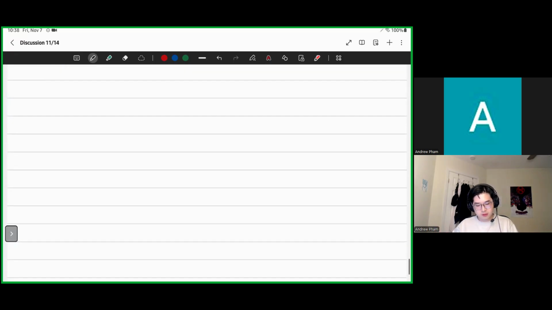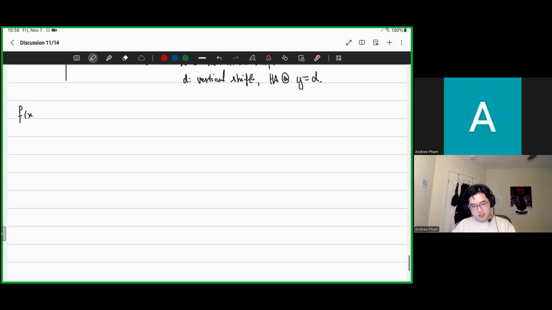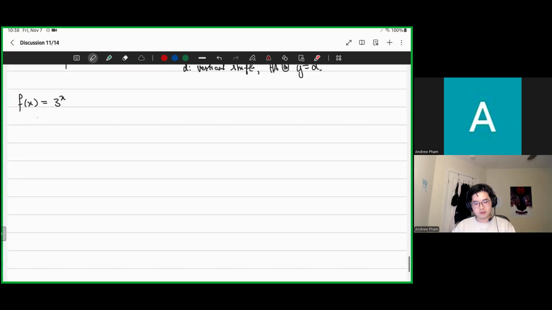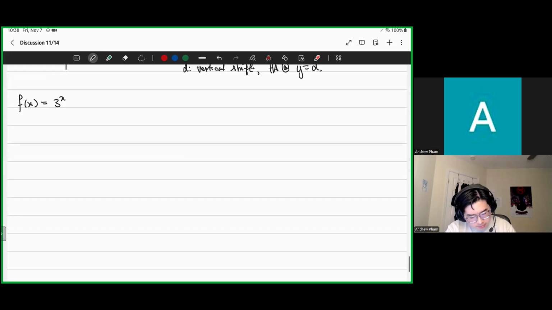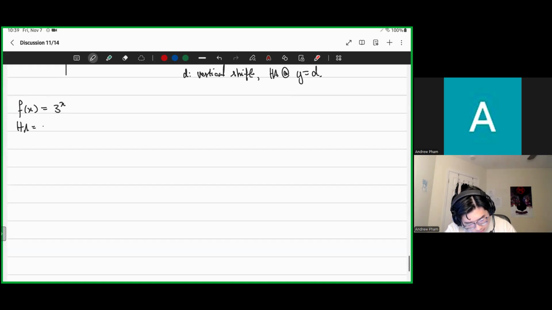For example, let's graph f of x is equal to 3 to the x. Well, we can immediately assert that since 3 to the x does not have a vertical displacement, it's going to simply have an HA at y is equal to 0. So HA is y equals 0.